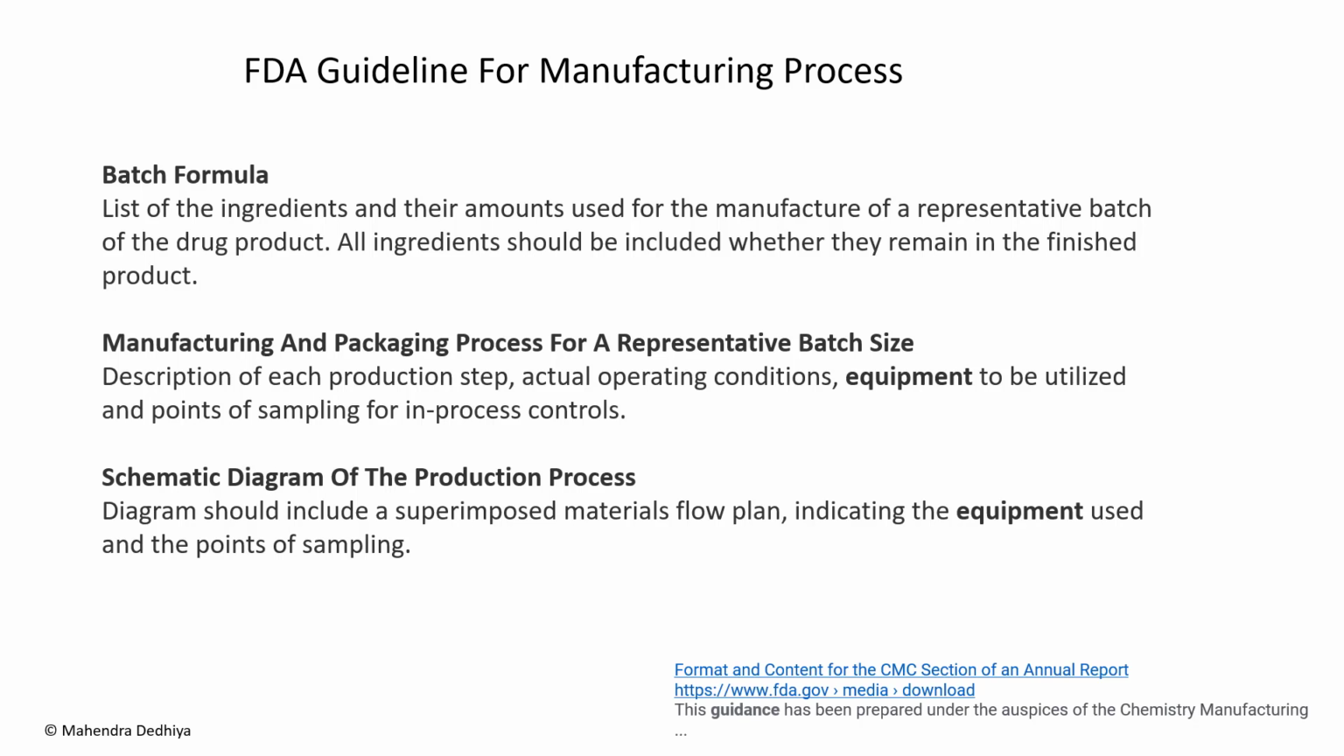This includes a description of each production step: heating, mixing, cooling, preparing of solutions, portions of the product. It requires actual operating conditions and, importantly, the equipment that will be utilized in production of a representative batch, and sampling points for in-process control. In addition to that, a schematic diagram of the production process should be included. This includes equipment use. These three constitute manufacturing of the product: batch formula, manufacturing instructions, and equipment. A flow diagram explains the process.